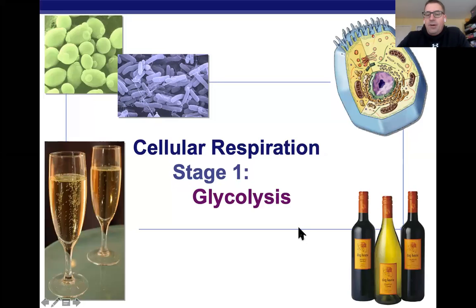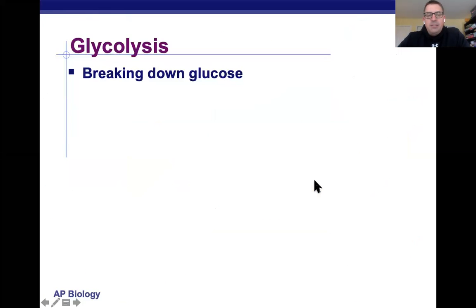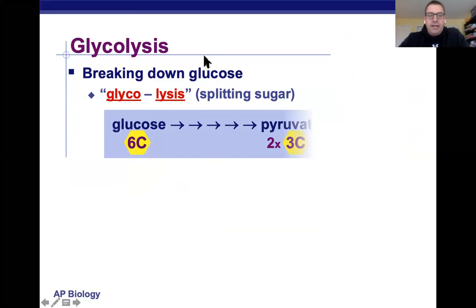So we're going to take a look now at glycolysis, the first stage of cellular respiration. Remember, we're trying to make ATP here. So we're going to break down glucose in glycolysis. If we take a look at the origin of this word, glyco means sugar, lysis means splitting or dissolving. So we are splitting sugar here during glycolysis. And what is going to happen is that 6-carbon glucose molecule is going to be split apart into 2 3-carbon molecules called pyruvate or pyruvic acid.